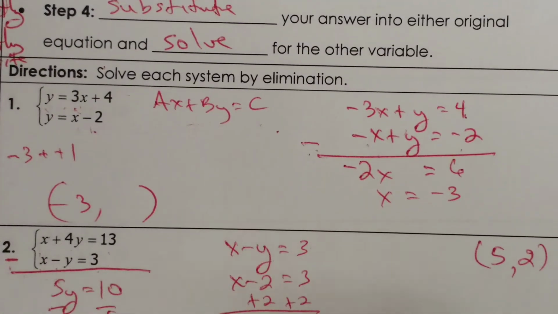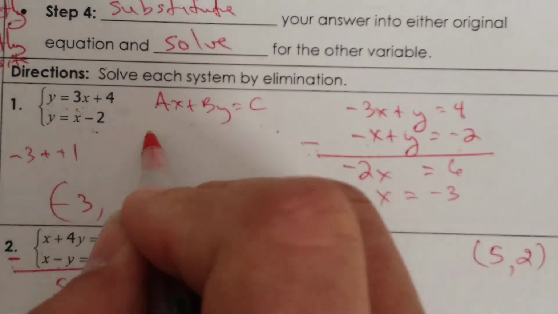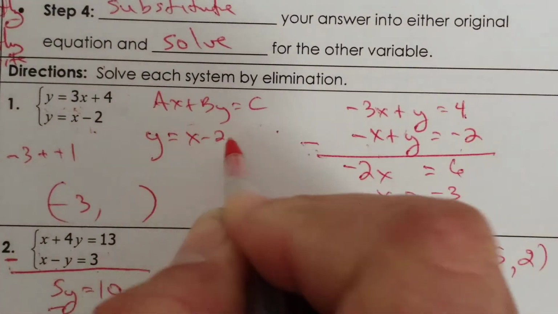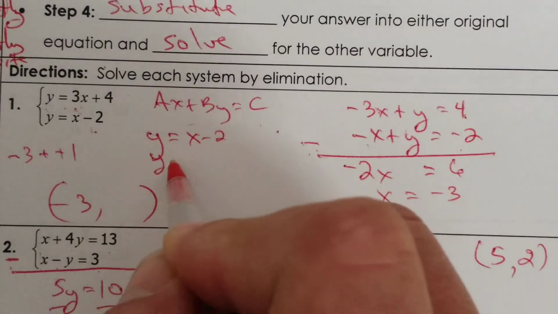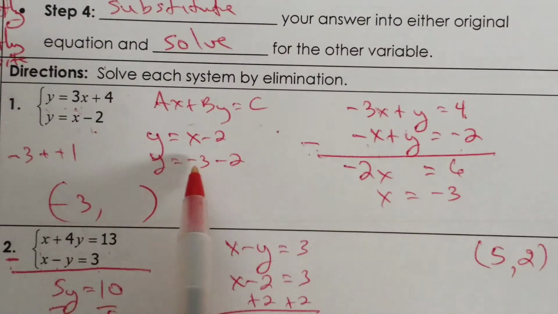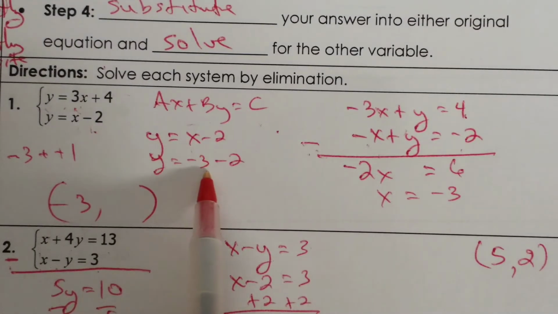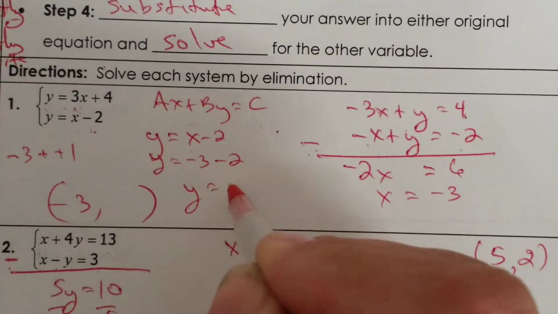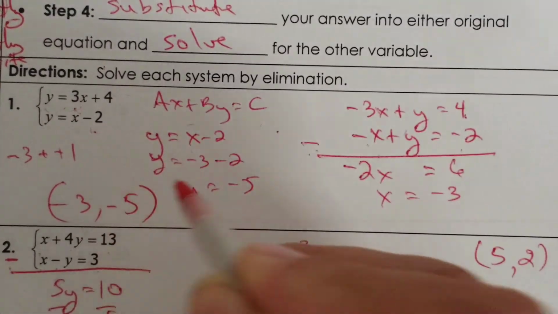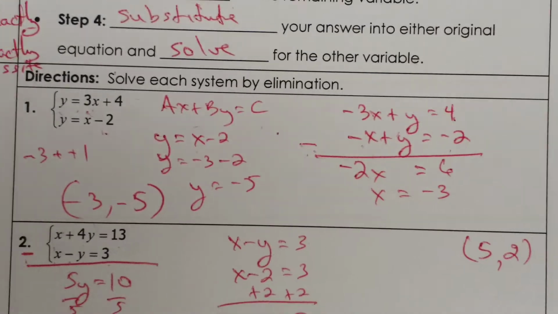To find my y number, plug this number in for x. I'm going to plug it into the second one. The second equation says y equals x minus 2. I'm going to plug a negative 3 in for x. Negative 3 minus 2 is negative 5. So there's a solution on it.